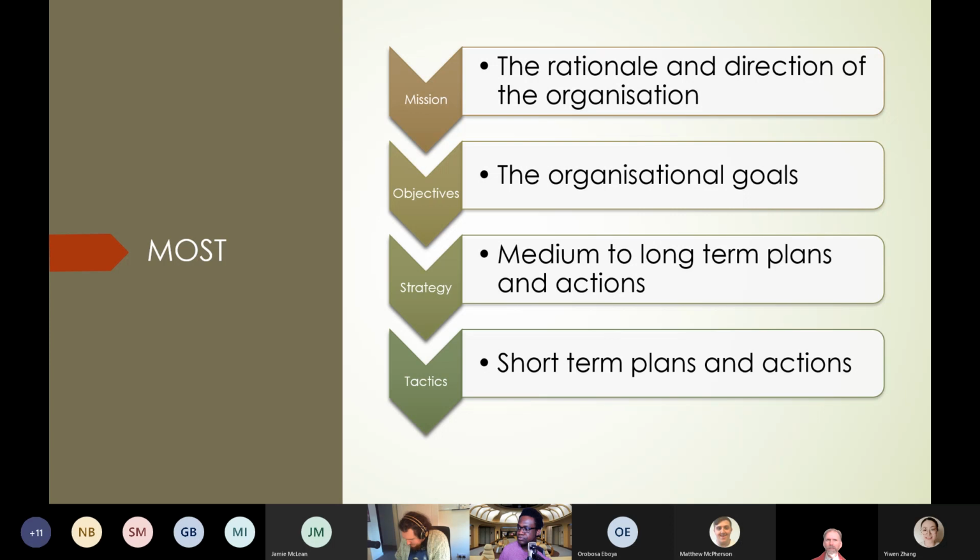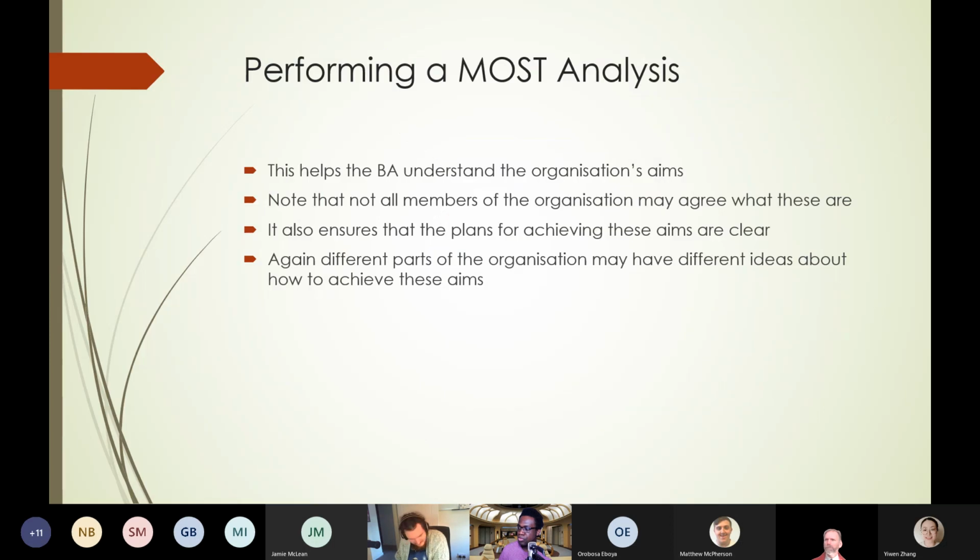Or there may be disagreements. Some people may want to take the organisation one way and another want to go a completely different way. Sometimes those are complementary aims. So for your hotel, the restaurant might want to bring in more business. The hotel might want to sell more bedrooms. That's fine. They can work together. And in fact, they might actually feed into each other. If you have more people staying in the hotel, they may eat in the restaurant.